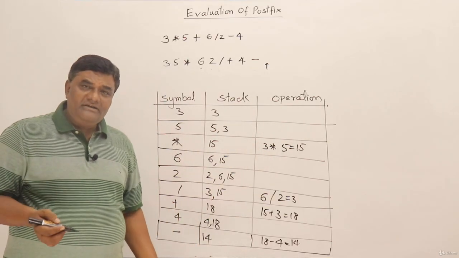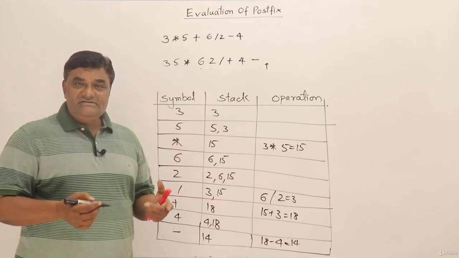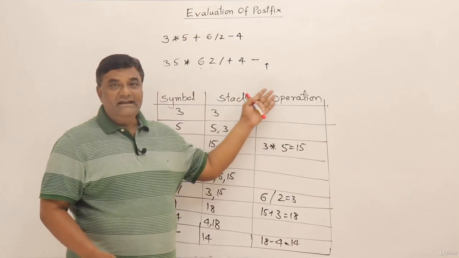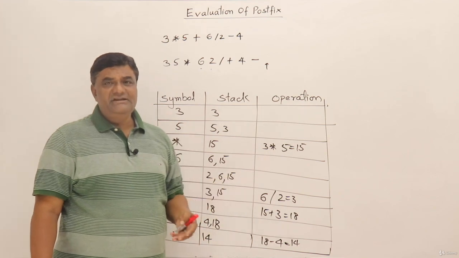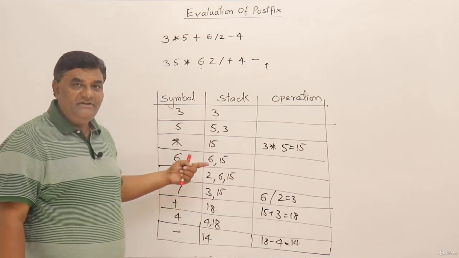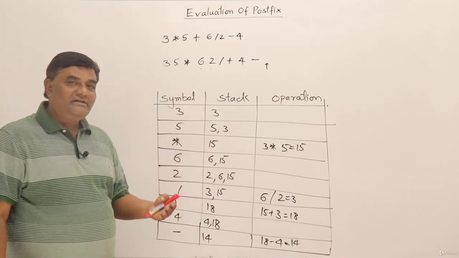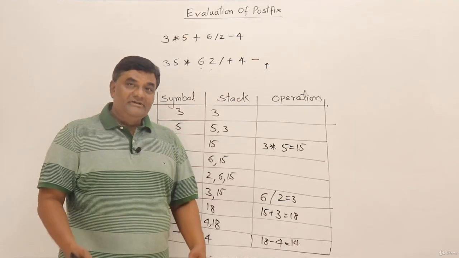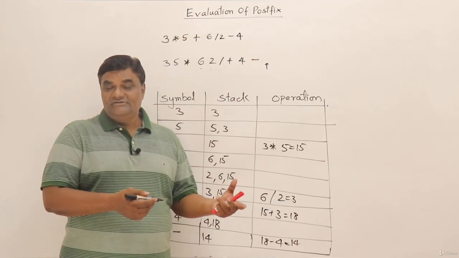And if you want to know the time taken, it is n. What is n here? The size or length of the postfix expression depends on the number of symbols. So for each symbol we have a step. So the number of steps is equal to the number of symbols. So the time is of order n. Even for conversions also the time was n.